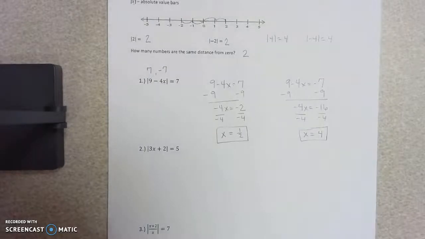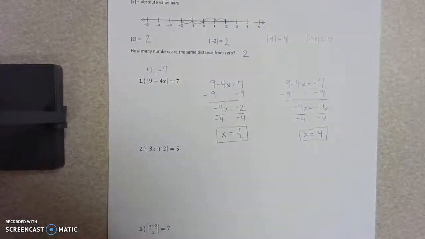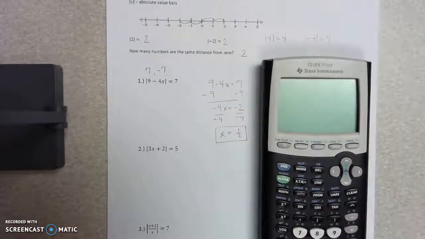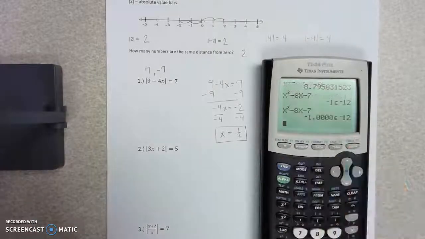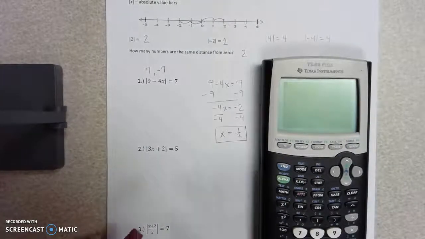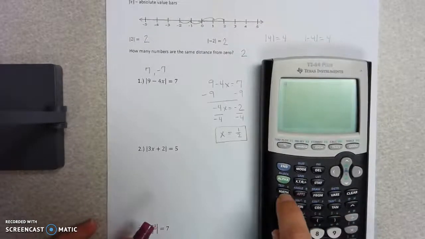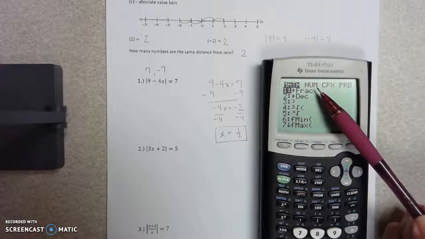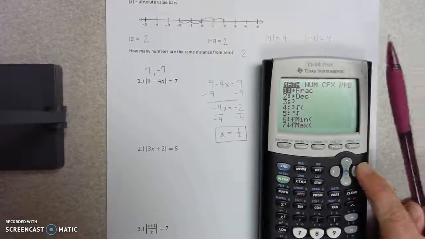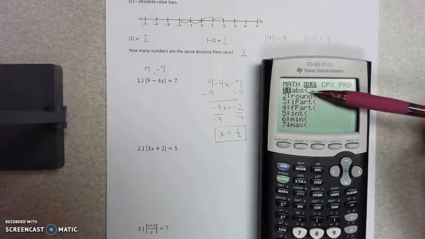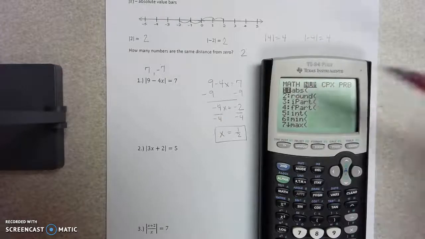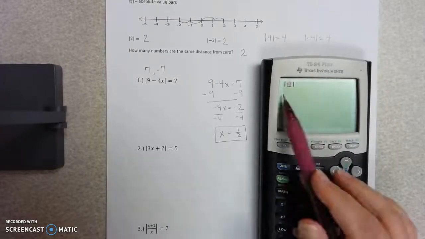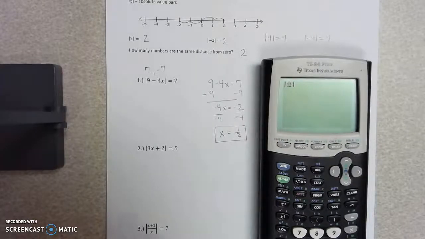On my calculator, I can check my answer. There is an absolute value function on my calculator. To get to absolute value, hit the math button, then arrow over to NUM and make sure it is highlighted. The very first option is ABS, that's absolute value. You can either press the number 1, or since 1 is highlighted, you can press enter. Notice it gives you the absolute value bars, and then you would just type in 9.